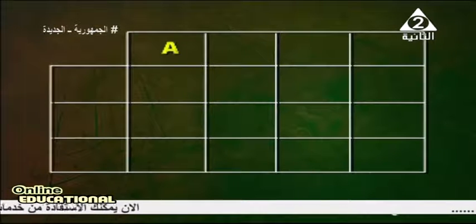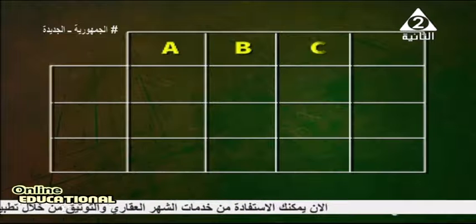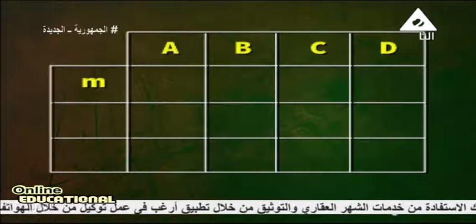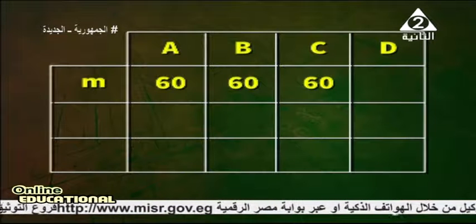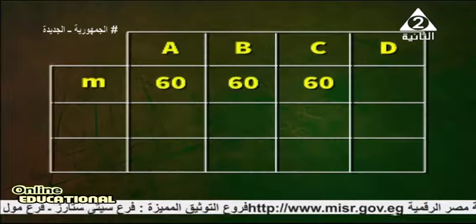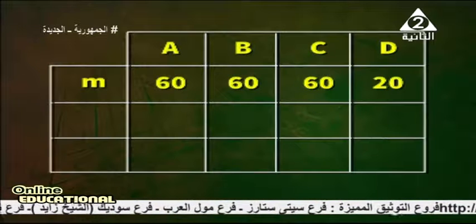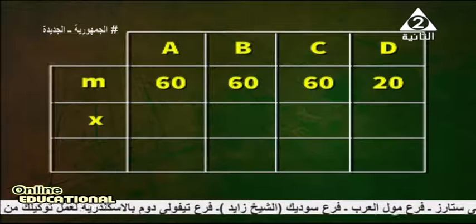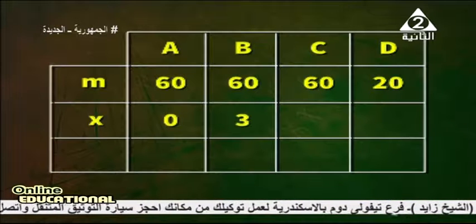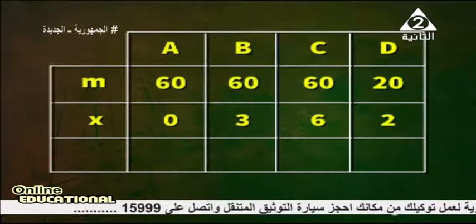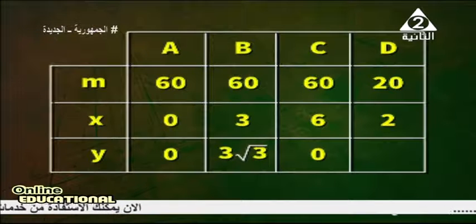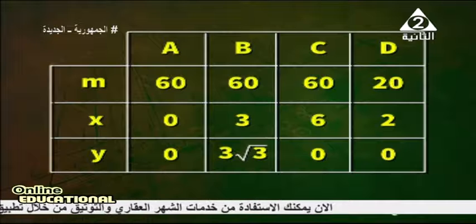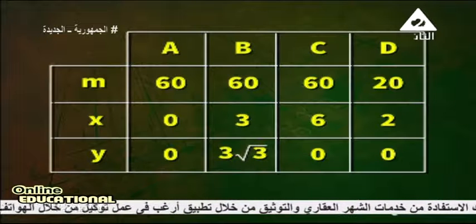Then form the table, at A, at B, at C, at D. Mass at A 60 gram, B 60, C 60, D equals 20 grams. The X coordinates 0, 3, 6, 2. Y coordinates 0, 0, 3 root 3, 0. By using the rule, what is the xg?